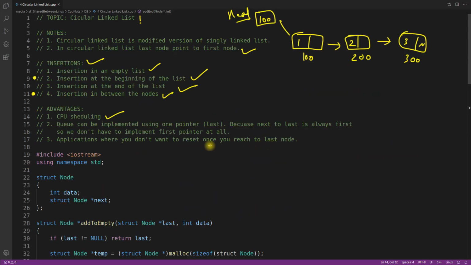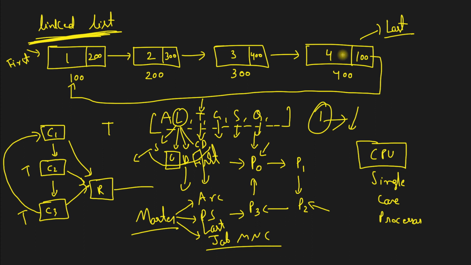Okay, so let's come back here. CPU scheduling, we just discussed this one. Now, a queue can be implemented using one pointer, just the last pointer, because the next of last is always the first. It says that if you always have this last pointer, then you always have the first one, because the next of the last is the first one.